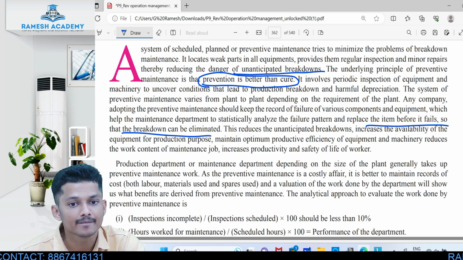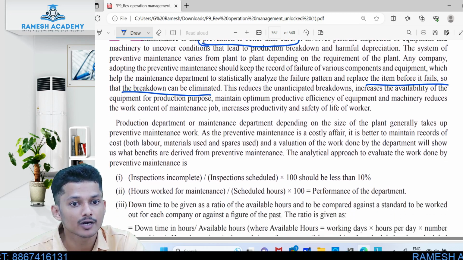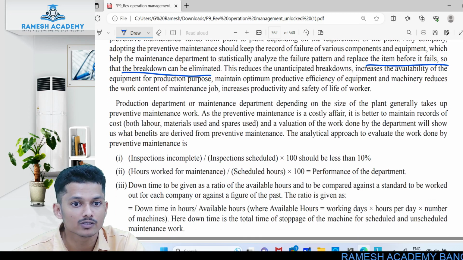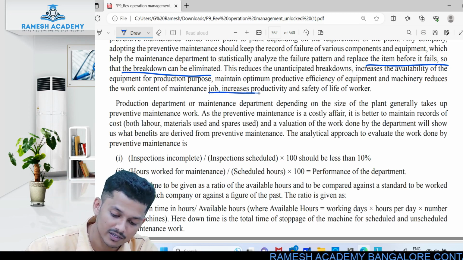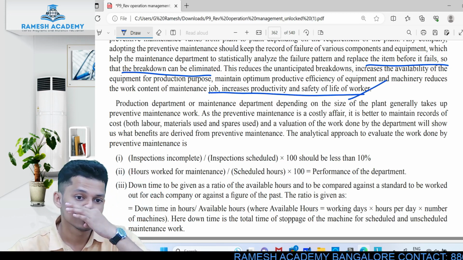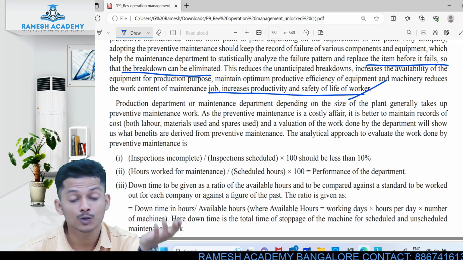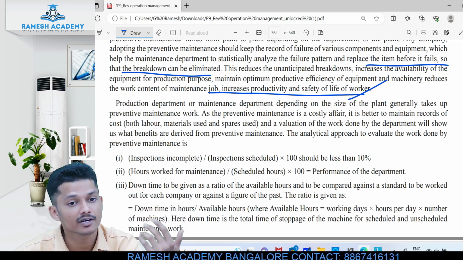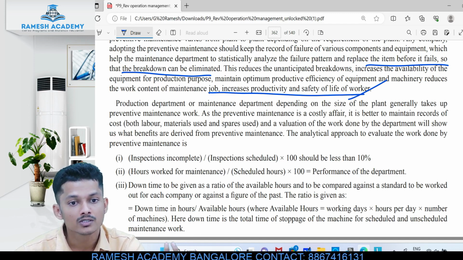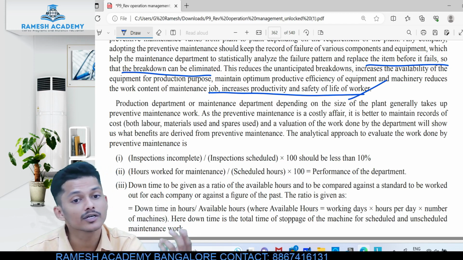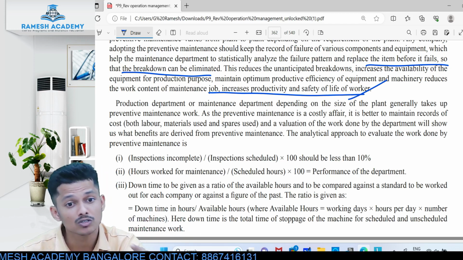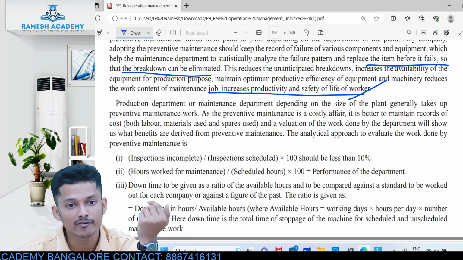Okay, and this reduces the unanticipated breakdowns, increases the availability of the equipment for production purposes, maintains optimum productive efficiency of equipment and machinery, reduces the work content of maintenance jobs, and increases productivity and safety of life. In some recent news that I've heard, in a company recently a machine broke out and caught fire, where the workers were in danger. So it not only helps you eliminate the breakdown, but it also helps the safety of the life of the workers.